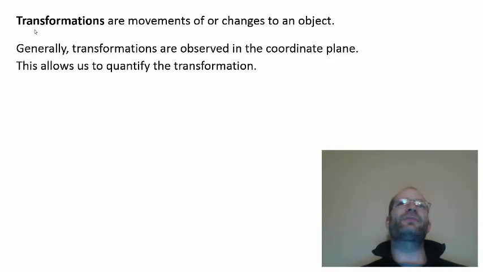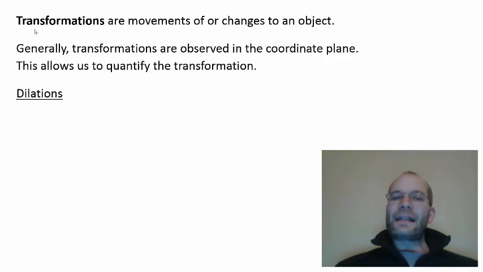So we can distinguish between a transformation where something is moved 6 units to the left as opposed to one where it's moved 8 units to the left, or where an object is rotated 90 degrees as opposed to 180 degrees. The coordinate plane allows us to do those quantifications.